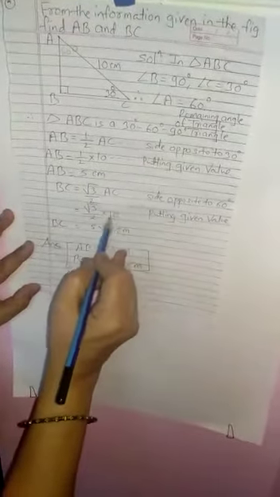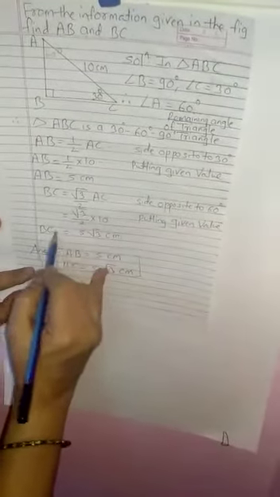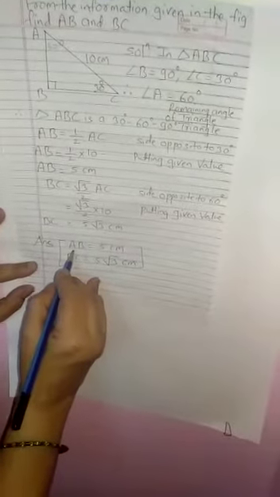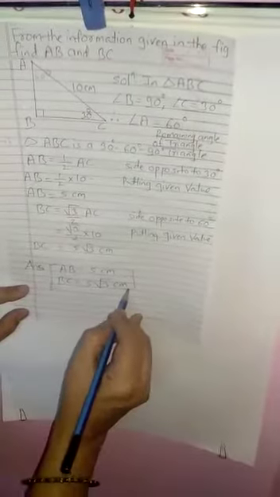Again putting the value of AC, root 3 upon 2 into 10. 2 ones are 2, 2 fives are 10. BC is equal to 5 root 3 centimeters. So answer, AB is equal to 5 centimeters and BC is equal to 5 root 3 centimeters.